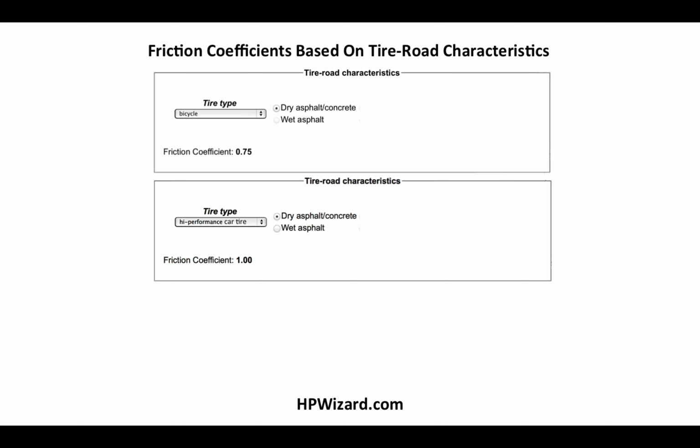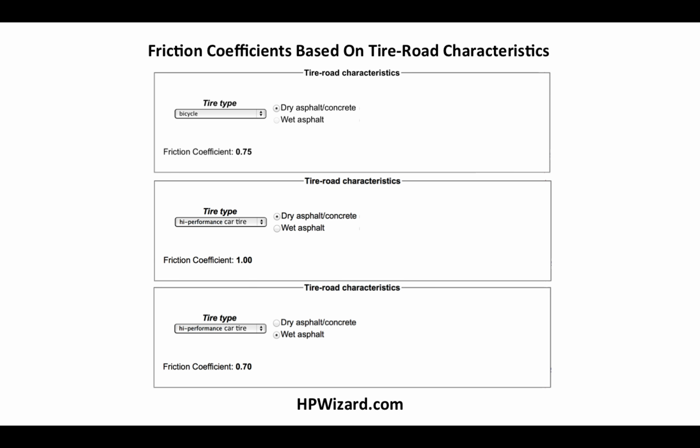For a high performance car tire under the conditions of dry asphalt or concrete, I get a friction coefficient of 1, which is pretty much perfect adhesion. My high performance car tire under conditions of wet asphalt or concrete will give me a friction coefficient of 0.7. For my car tire, my friction coefficient under wet conditions is 70% of the value under dry conditions.